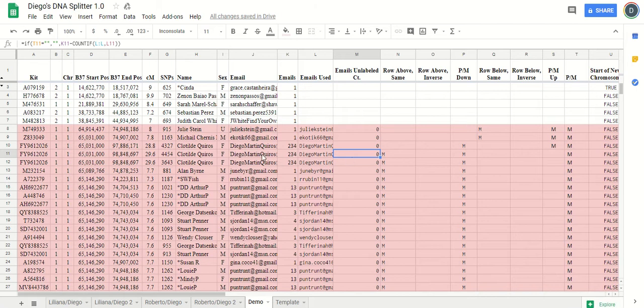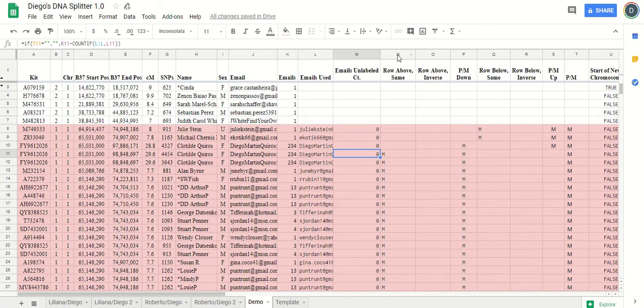So if this email shows up 100 times and I only assigned it 98 times, this one will say 100. This column will contain 98 instances, and this one will say 2 because there are 2 fragments that have not been assigned to anything.